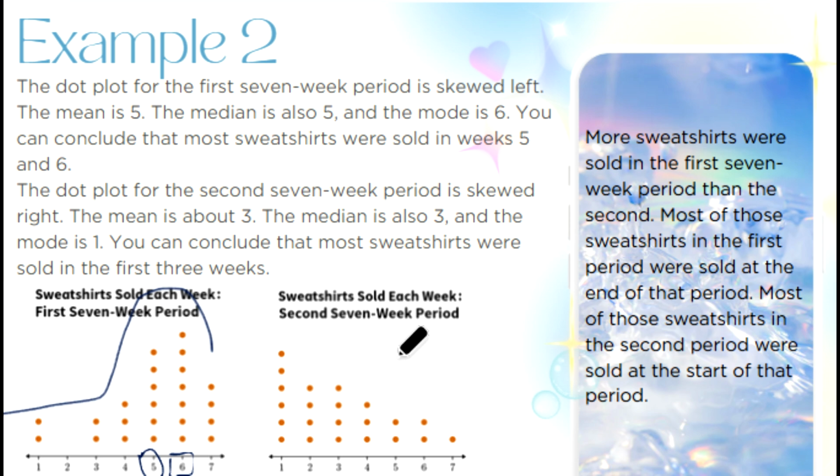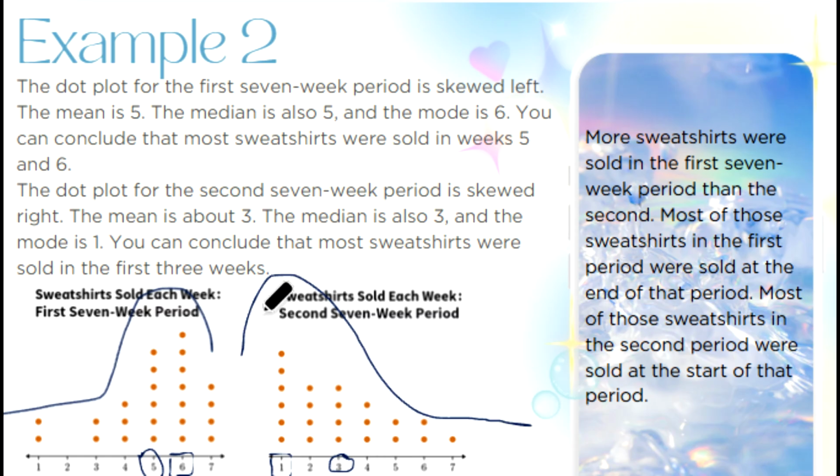The dot plot for the second 7-week period is skewed right. Head, tail. The mean is somewhere about 3. The median is also 3, and the mode is 1. You can conclude that most sweatshirts were sold in the first 3 weeks. More sweatshirts were sold in the first 7-week period than the second. We sold more here than here.